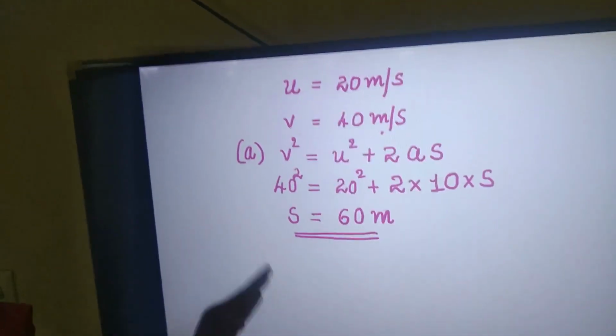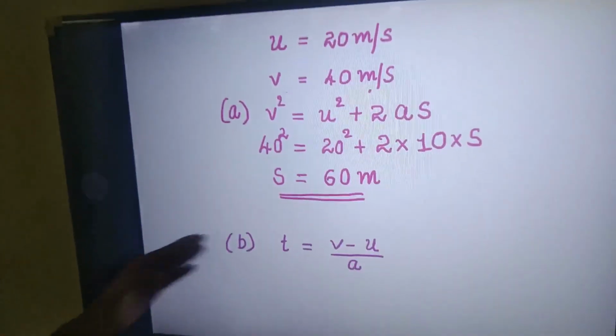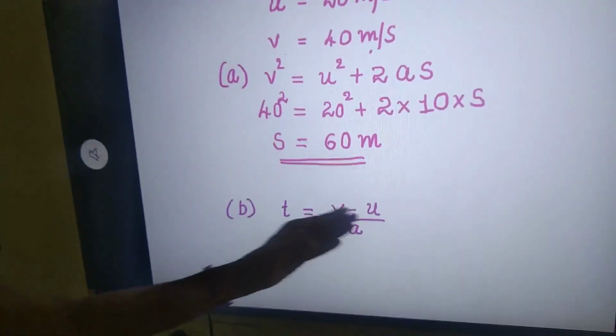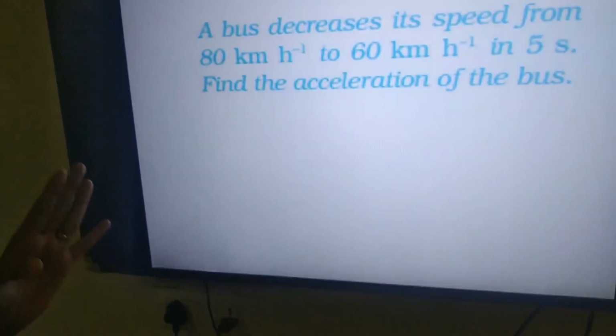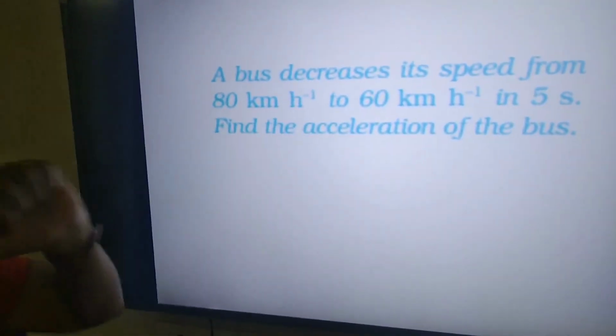What else do you have to find? The time taken. You can apply the first equation of motion. From the first equation you have T is equal to V minus U by A, V, U, A, everything given. So what is the answer? 2 seconds. That's over. So here comes the next question.